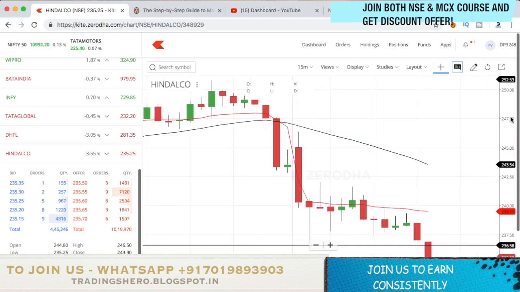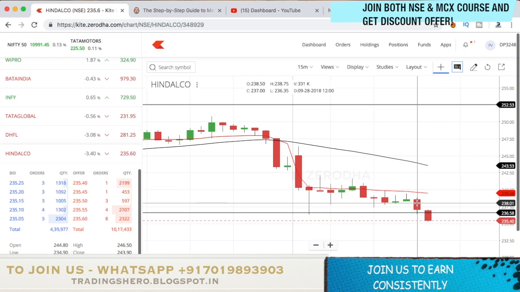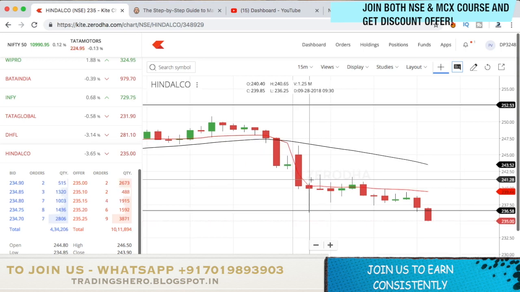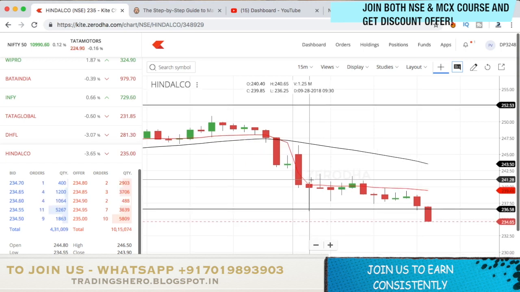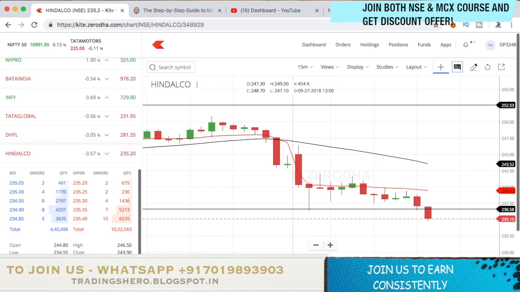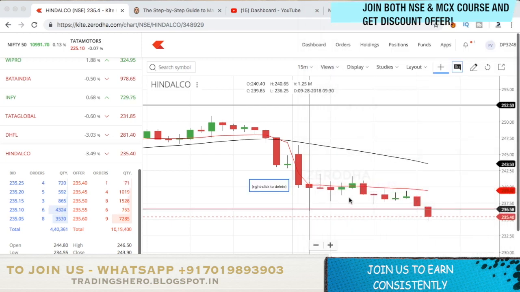As you can see, the low has been broken and we are almost reaching the target. As I said, we will be selling around this level, that is 236.25, and now the stock is trading around 235.05 and is still moving down. Our target 1 would be 70 paise and target 2, that is 0.5%, would be 1.17 rupees. As you can see, both targets have been achieved live.